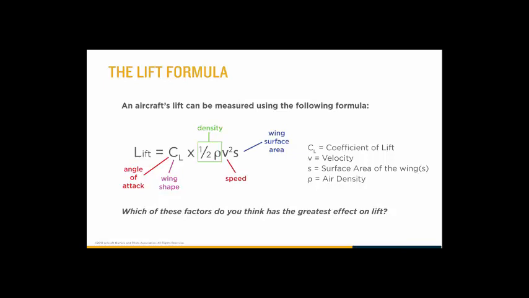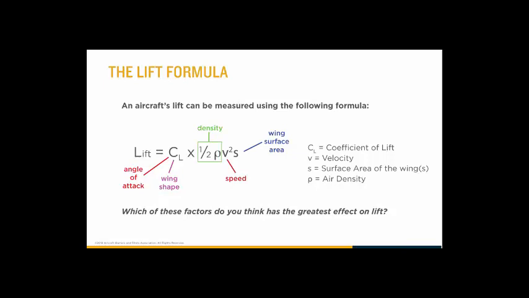So, little guy looks like a P, let's call him rho, stands for the air density, which is determined by air temperature and elevation. V is the velocity of the airflow over the wing. So faster moving airflow obviously is going to generate more lift. S stands for the surface area of the wings. So for small aircraft, the surface area of the wing remains relatively constant. On more advanced aircraft, the wing's surface area can be increased with special lift devices like flaps on the trailing edge and slats on the leading edge.